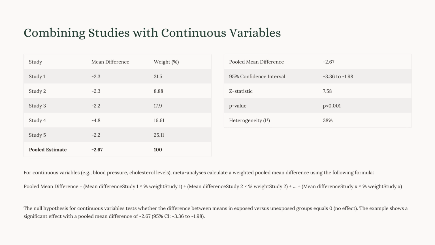You can see the 95% confidence interval goes from -3 to -1, so it's still less than 0, so it would be statistically significant. The p-value corresponds to that, less than 0.001, and the heterogeneity for this group of studies is slightly lower than the previous slide, at 38%. Still probably moderate heterogeneity though, because it's near 50%.